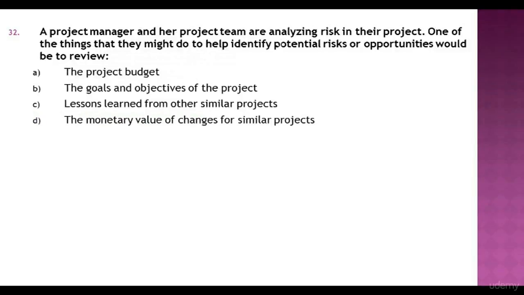Question 32. A project manager and her project team are analyzing risk in their project. One of the things that they might do to help identify potential risks or opportunities would be to review the project budget, the goals and objectives of the project, lessons learned from other similar projects, the monetary value of changes for similar projects. Answer C is a correct choice. Lessons learned from other similar projects.